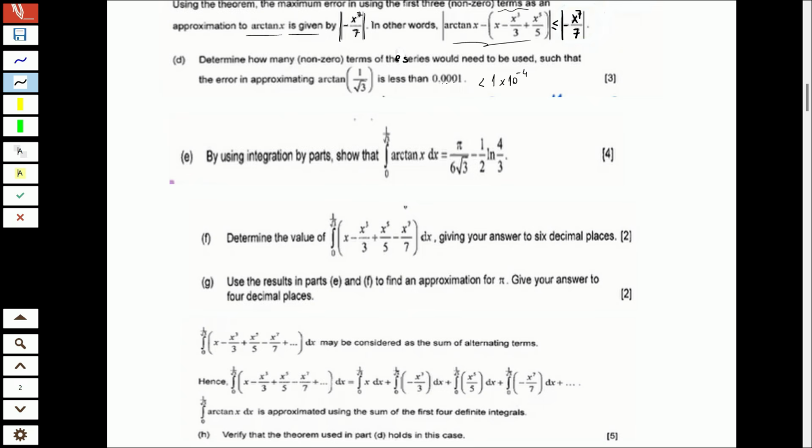The next question is, by using integration by parts, show that the integral of arctangent x from 0 to 1 over square root of 3 equals pi divided by 6 square root of 3 minus 1 over 2 times ln 4 over 3.